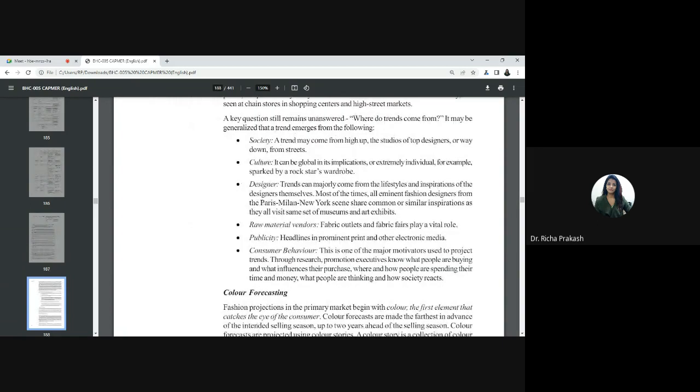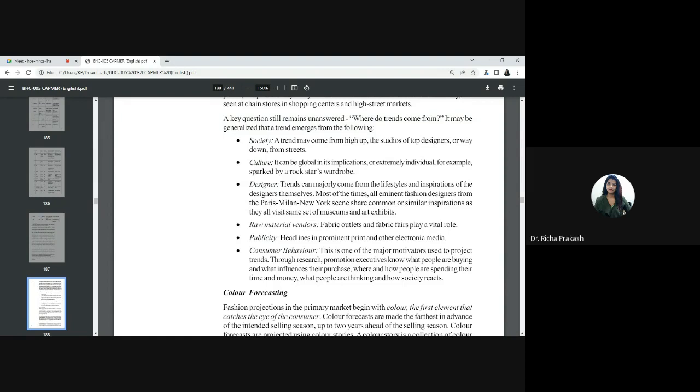Now, this is important and interesting. A key question still remains unanswered. Where do trends come from? It may be generalized that a trend emerges from the following. It comes from the society. It may come from culture. It may come from designers. It may come from raw material vendors. It may come from publicity. It may come from consumer behavior.